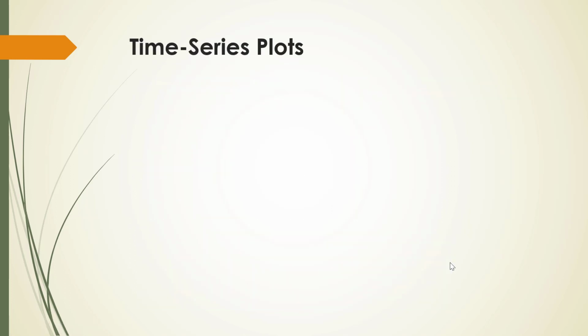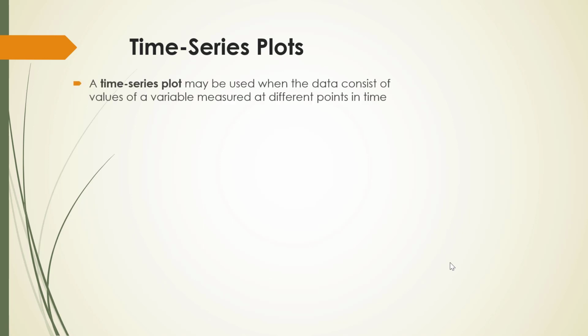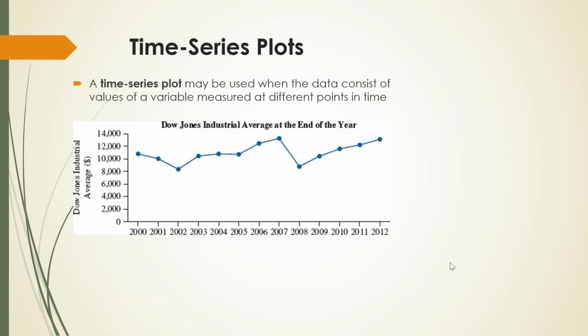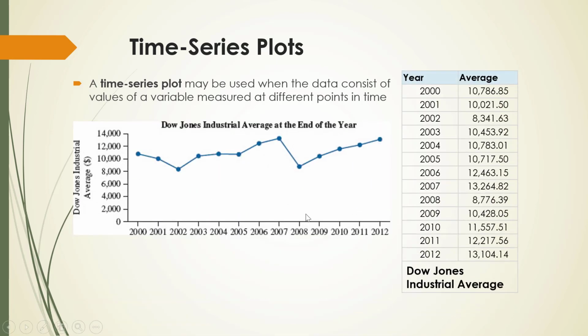The last plot of today is time series plots. A time series plot may be used when the data consists of values of a variable measured at different points in time. For example, this is a time series plot for this dataset. The horizontal line, the x-axis, represents the year, that means time, and the vertical line represents the average. So this is how we construct time series plots.